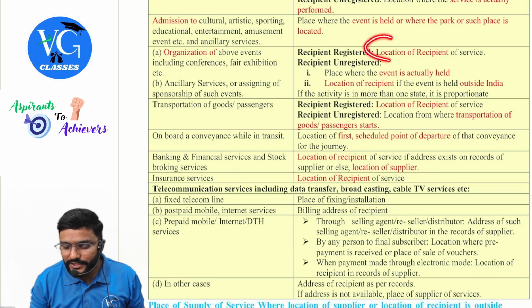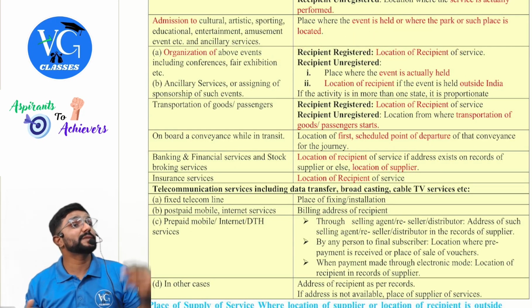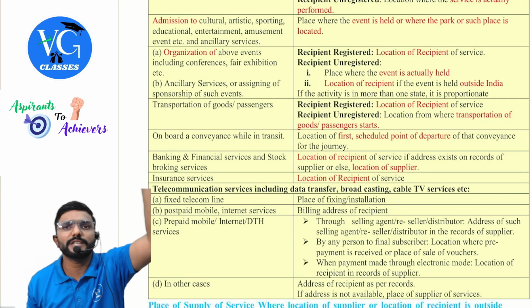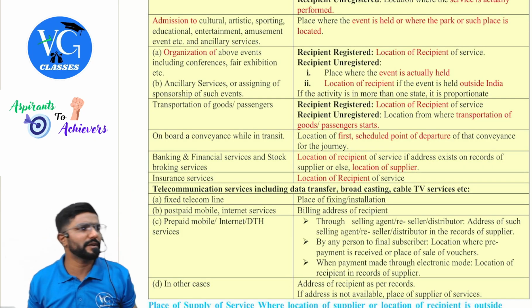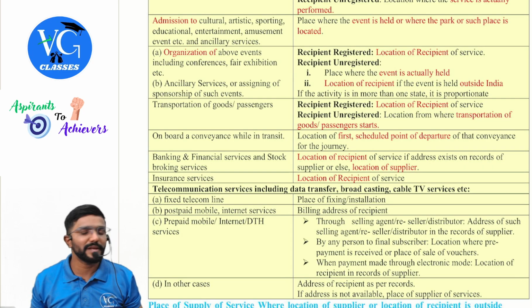Recipient is registered: location of recipient. Who is the recipient? A.R. Rahman. Registered? Yes, assume so. Where is he registered? Tamil Nadu. Location of recipient: Tamil Nadu is the place of supply.